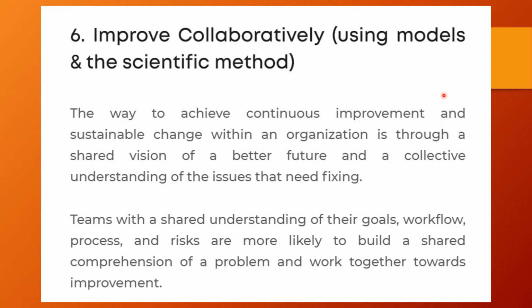The final practice is improving collaboratively using models and the scientific method. You can use Pareto analysis, you can use a fishbone diagram, right? So the way to achieve continuous improvement and sustainable change within an organization is through a shared vision of a better future and a collective understanding of the issues that need fixing. Right? You need to have a shared vision of a better future and a collective understanding of the issues that need fixing. Right? Very, very important.